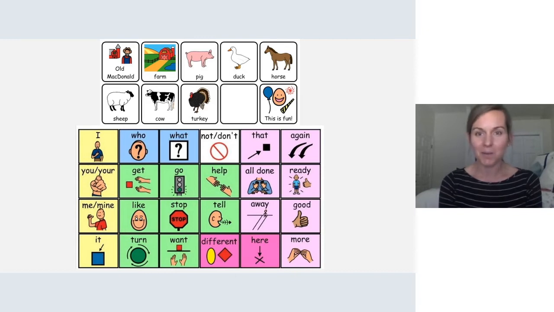We've seen so many animals. What animal says nay nay? You're right, a horse. Old MacDonald has a horse on his farm. We've seen Old MacDonald has a pig, a duck, and a horse. What animal do you think is next? Are you ready? Let's find out.